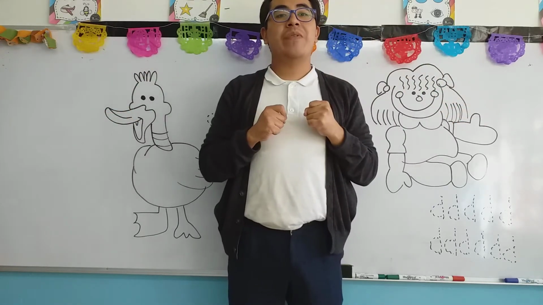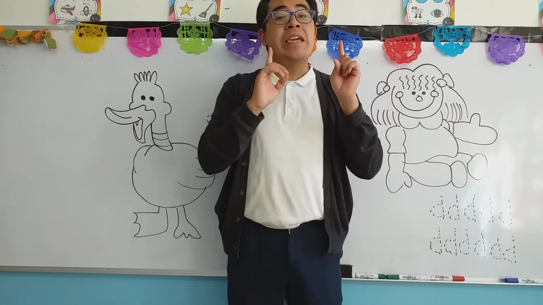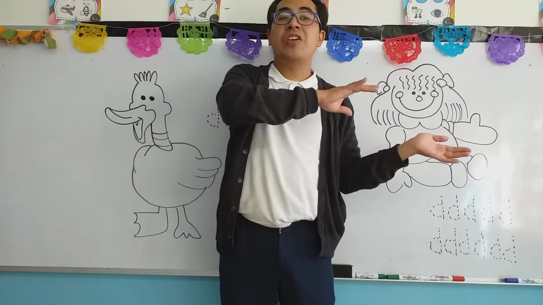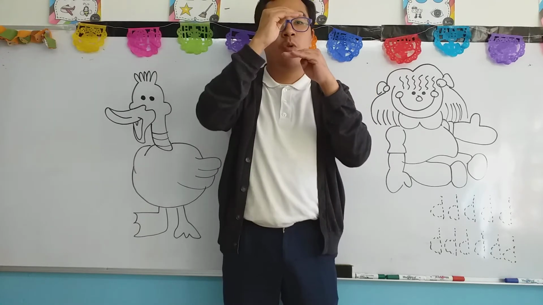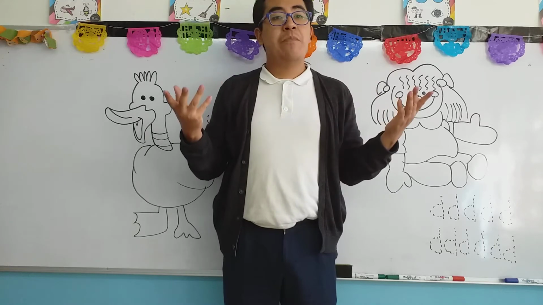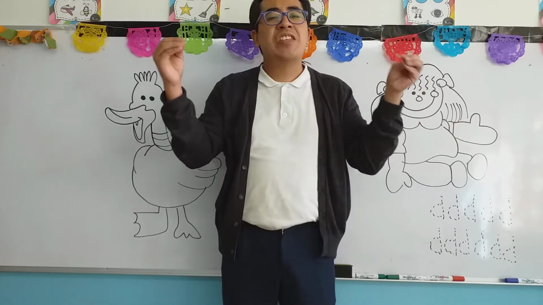For today, my children, we're going to start with the letter D in its small form. Remember, yesterday we saw it in capital, today is in a small form. But before we start with this letter, remember, let's go back to the previous letters so we can join it with today's activity.